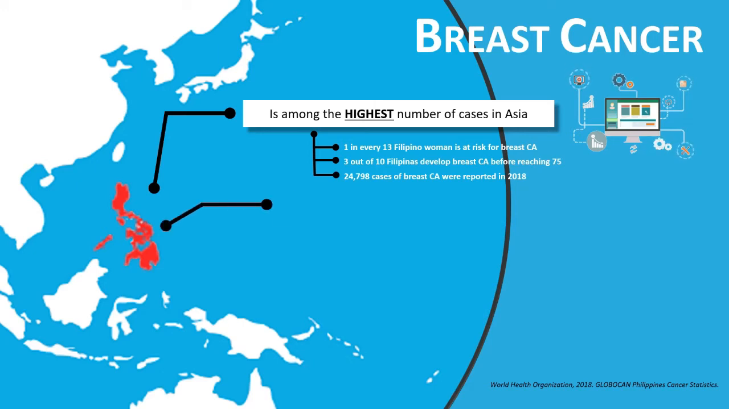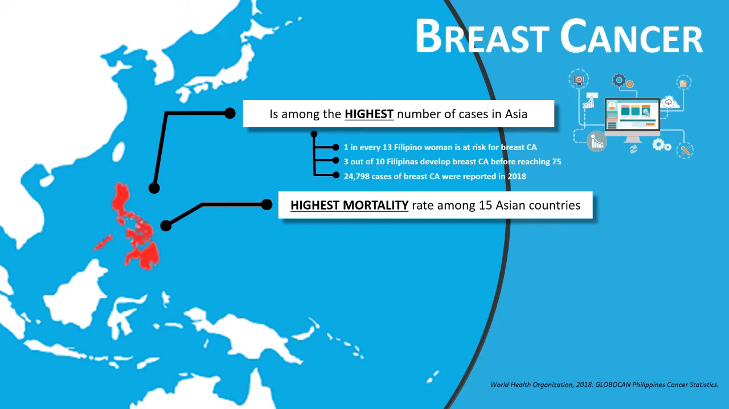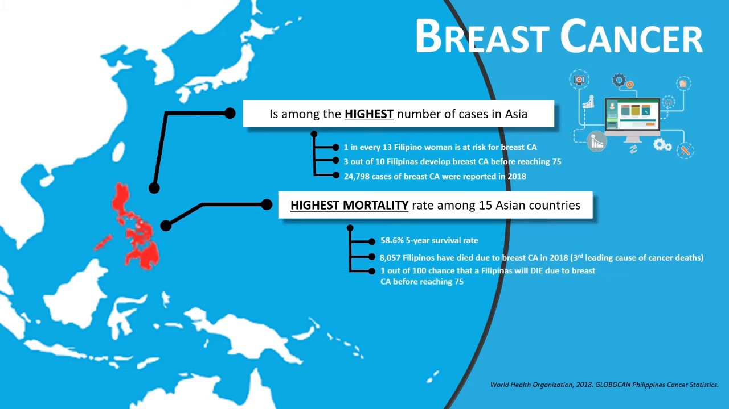Breast cancer has the highest mortality rate among 15 Asian countries, including the Philippines, wherein the 5-year survival rate is 58.6%. In 2018, it has been reported that 8,057 Filipinos have died due to breast cancer, making it the third leading cause of cancer death in the Philippines. Based on the 2018 GLOBOCAN Philippine Cancer Statistics, there is a 1 out of 100 chance that a Filipina will die due to breast cancer before reaching 75 years of age.